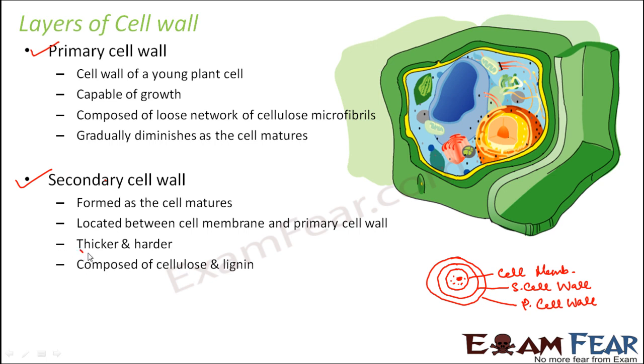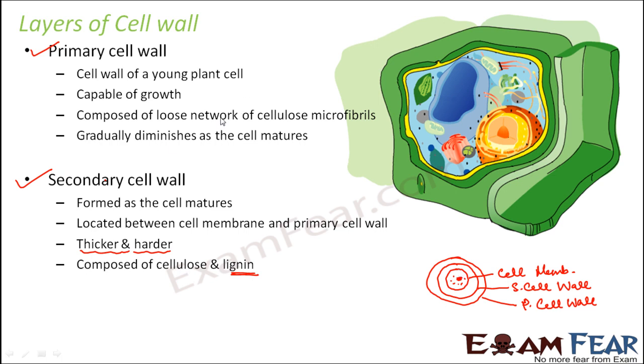Talking about the thickness, it is thicker and harder than the primary cell wall, composed of cellulose and lignin. Lignin is the component which makes it even harder, because wherever you have lignin, it makes it really hard. So this is how you have the layers of your cell wall. Now talking about the cells where you can actually see a primary cell wall or secondary cell wall, let us look at some examples.